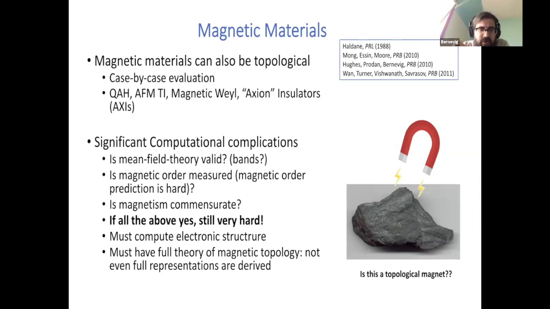And there's a reason why it's much harder, because even if the mean field theory that you assume in these materials in order to get the electronic band structure is valid, even if the magnetic order is measured, which is not the case in many of these compounds, and even if the magnetism is commensurate, it's still very hard to determine topology, because first you must compute the electronic structure, and then you must have a theory of magnetic topology. And just because of the sheer number of groups, which is much larger than the non-magnetic ones, it turned out that once we went through this approach, not even the full representations for magnetic groups were derived.